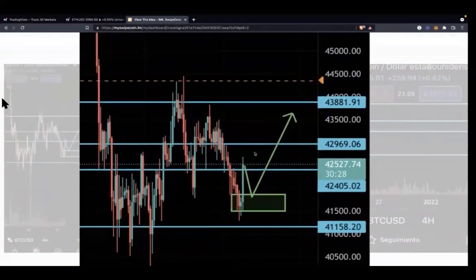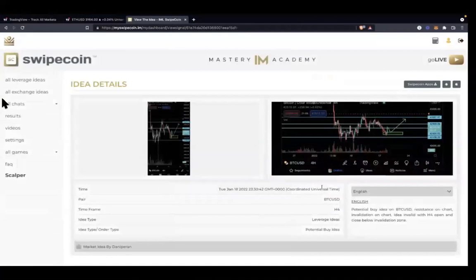clear. Right? So the position still has no copy paste feature of entry, stop loss, take profit in the notes with the direct number on the actual entries and categories. If you look at the notes, it will say potential buy idea on BTC USD, resistance on chart, invalidation on chart. Idea invalid with H4 open and close below invalidation zone. But I want you guys to understand, okay, how we're looking at it now.